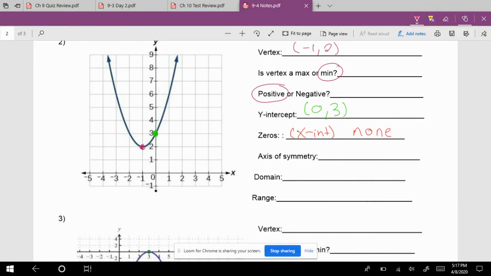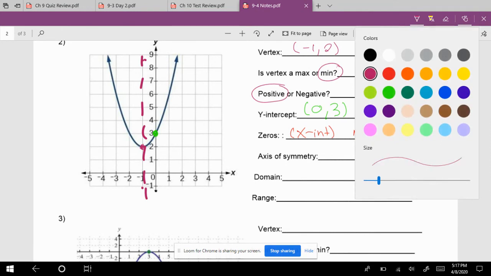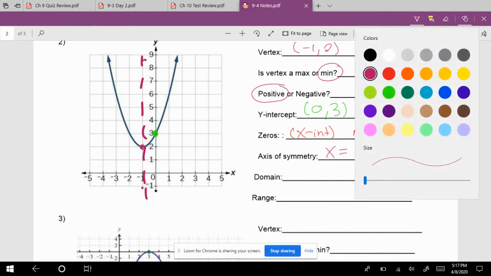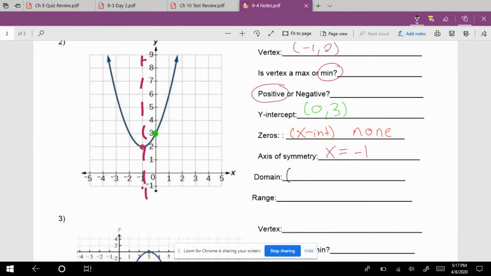All right, axis of symmetry. Remember, that's the vertical line that cuts the parabola in half, and kind of gave you the hint earlier that it's always going to go through your vertex. So what is the equation of that line? This would be x equals -1. Domain, as stated earlier, is always from negative infinity to positive infinity, or all real numbers, because there is nothing stopping that graph from going left forever and right forever.